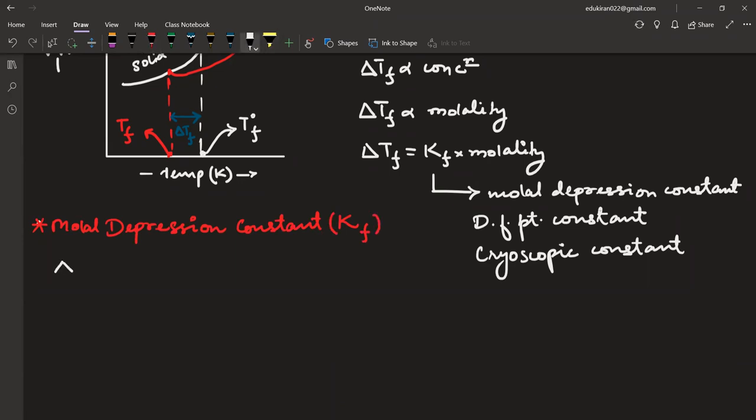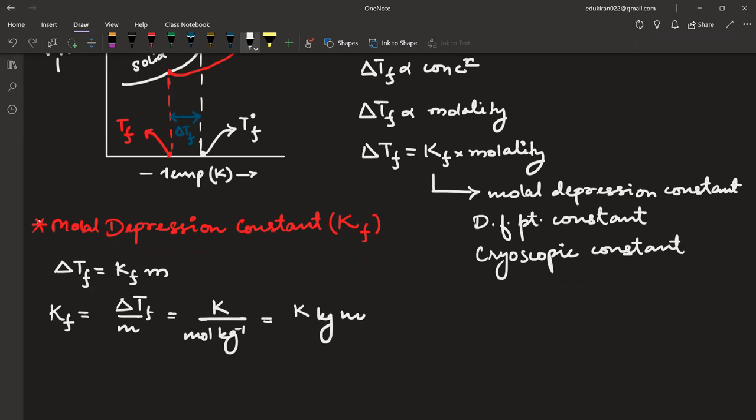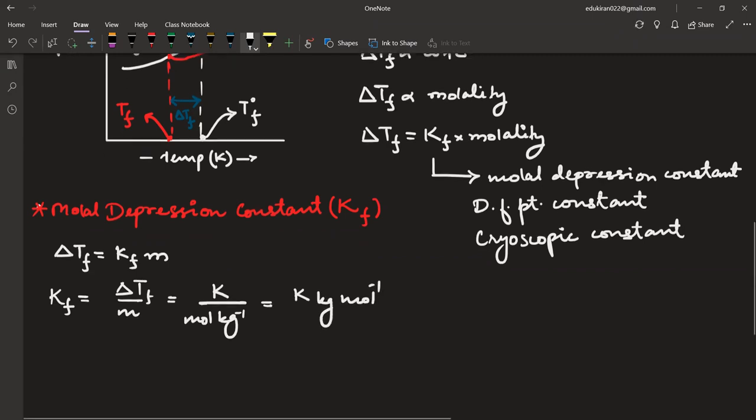So delta TF is equal to KF into m. First of all, we'll calculate the unit of KF. So KF will be equal to delta TF upon m. Delta TF will be in Kelvin. Molality will be in moles per kg. Kelvin will be there, mole will go up and become mole inverse, the kg inverse will go over, and it will become K kg mole inverse.